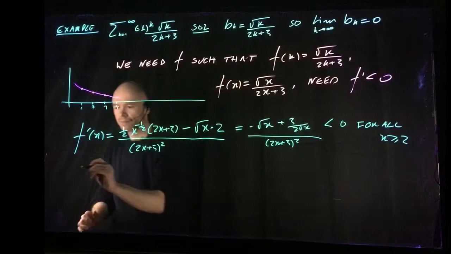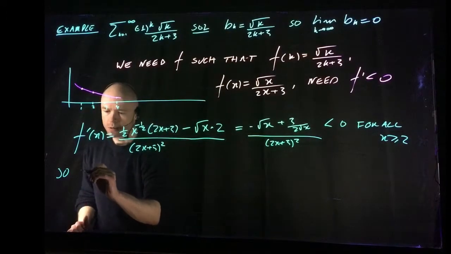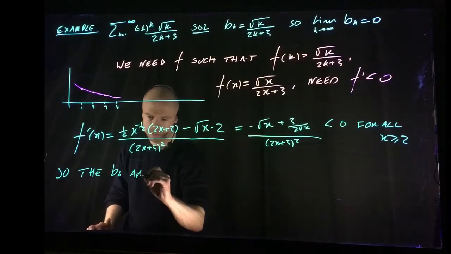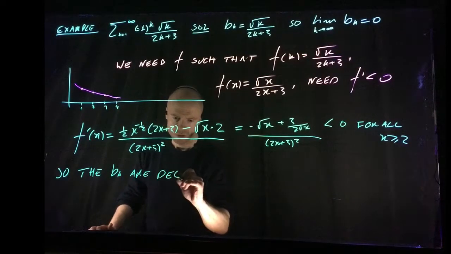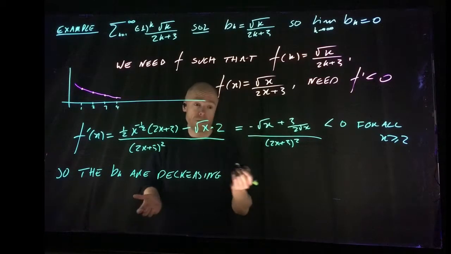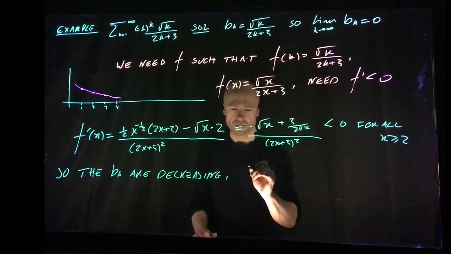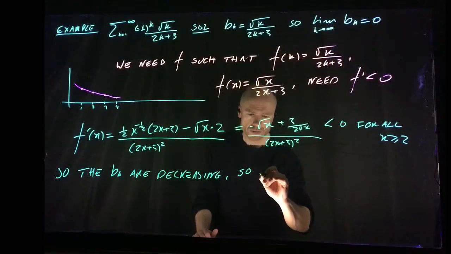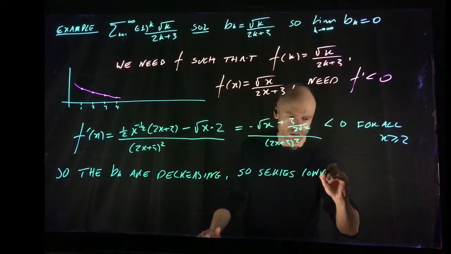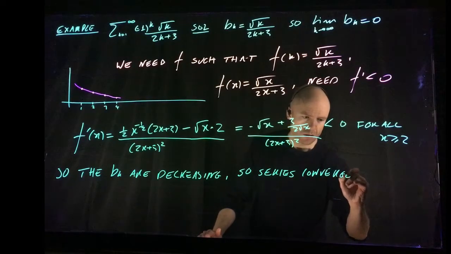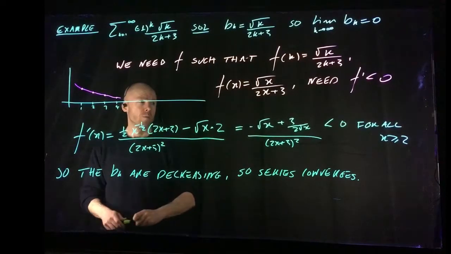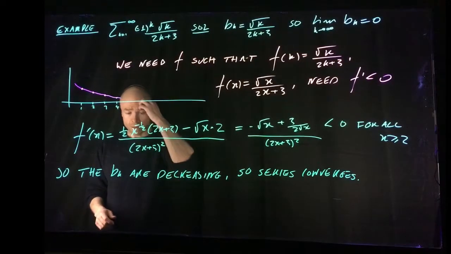Okay, so the bk are decreasing, and so the series converges by the alternating series test. So actually checking that we have convergence is pretty straightforward.